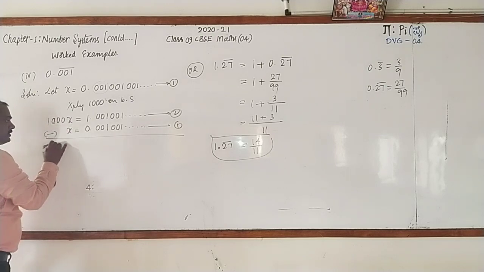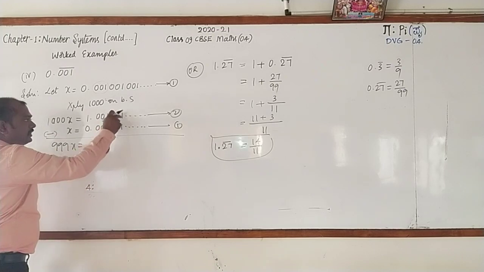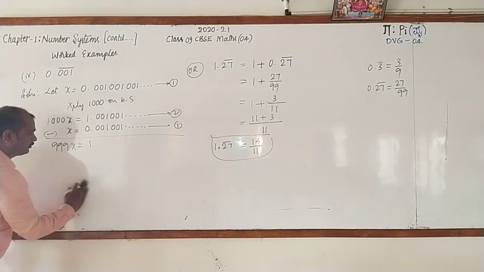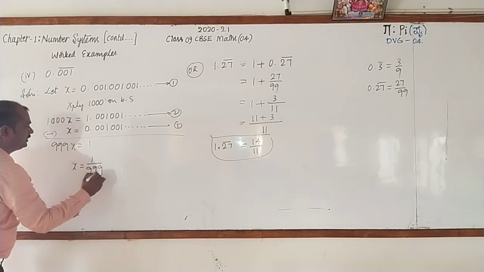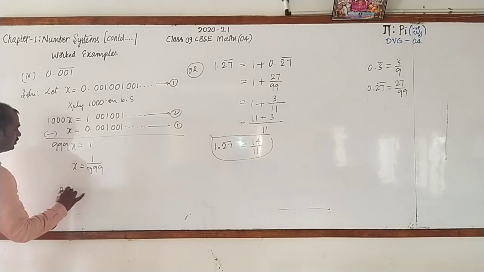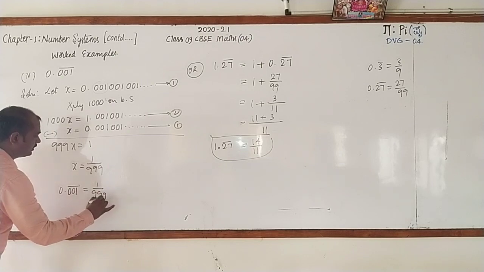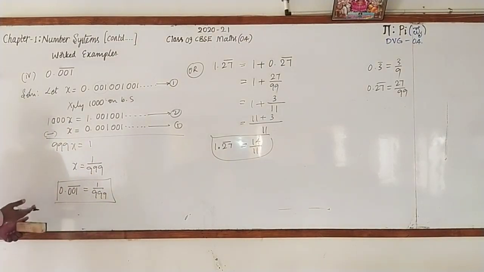1000x minus 1x, how much? 999x. Now here the 0s cancel and so on. It is 1. Now we can write x equal to 1 by 999. Hence we can write 0.001 bar is equal to 1 by 999. Got it? A very simple way of expressing.